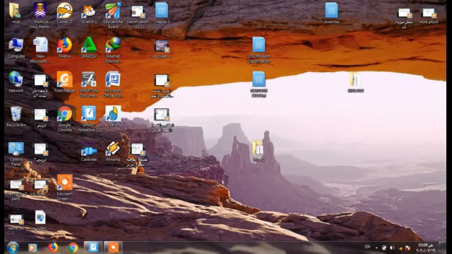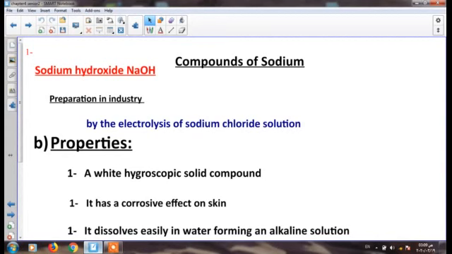We are going to discuss the compounds of sodium. Among the commonly known sodium compounds are sodium hydroxide and sodium carbonate. We start with sodium hydroxide, chemical formula NaOH. The preparation in industry is by the electrolysis of sodium chloride solution.